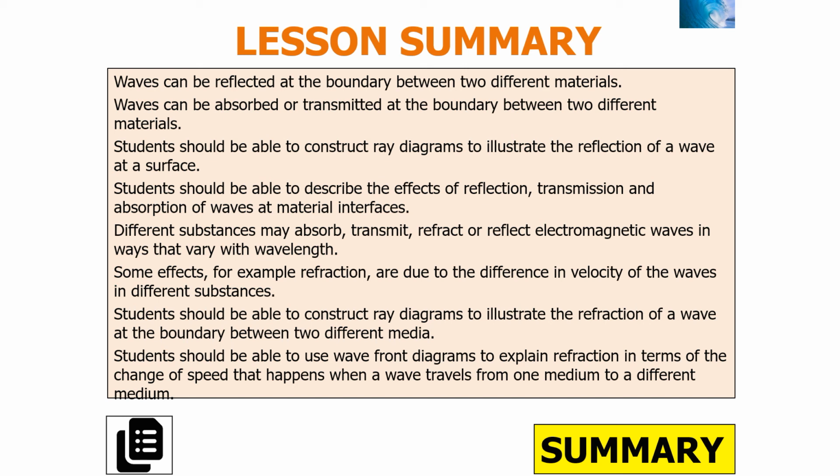Now, different substances can absorb, transmit, refract or reflect electromagnetic waves in ways that vary with wavelength. Some effects, for example refraction, are due to a difference in velocity of the waves in different substances. You should be able to construct ray diagrams to illustrate the refraction of a wave at the boundary between two different media, and you should also be able to use wavefront diagrams to explain refraction in terms of change of speed that happens when a wave travels from one medium to a different medium.